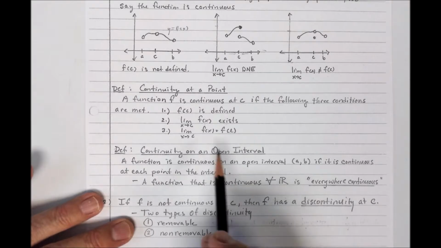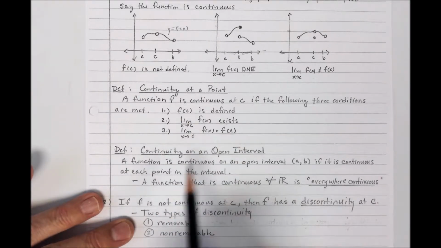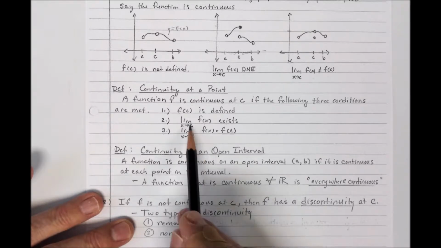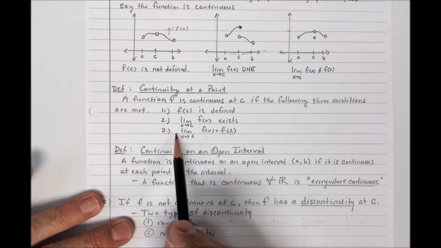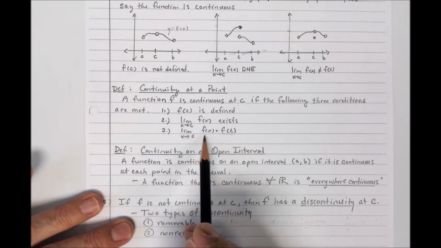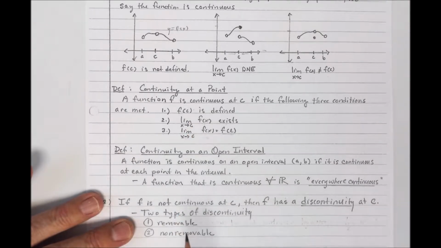And it really comes down to the third one. Because if the limit equals f of c, you can see that f of c would have to be defined, and the limit would have to exist if it equals something. So it kind of comes down to the third piece of criteria, but we typically will look at it from condition 1, 2, to 3 when we're looking at whether or not we have continuity at a point.